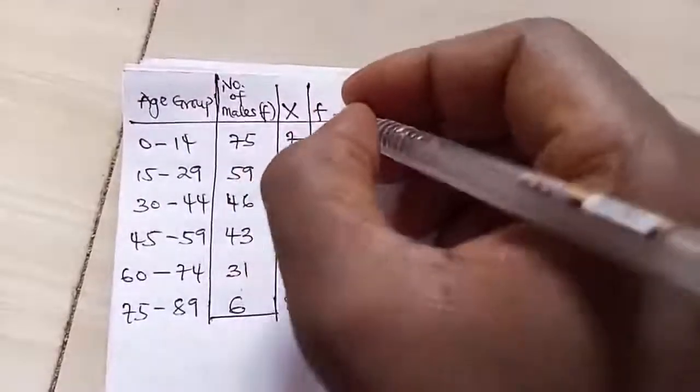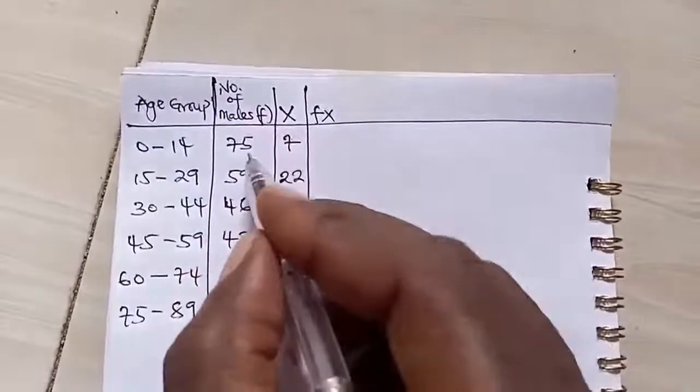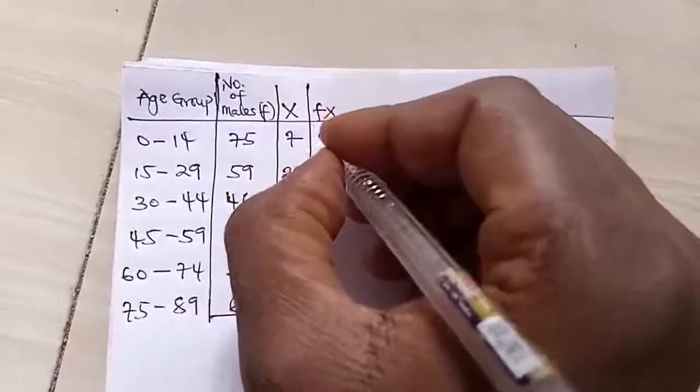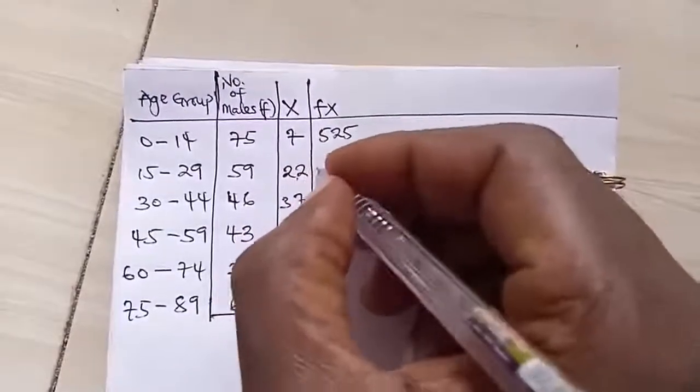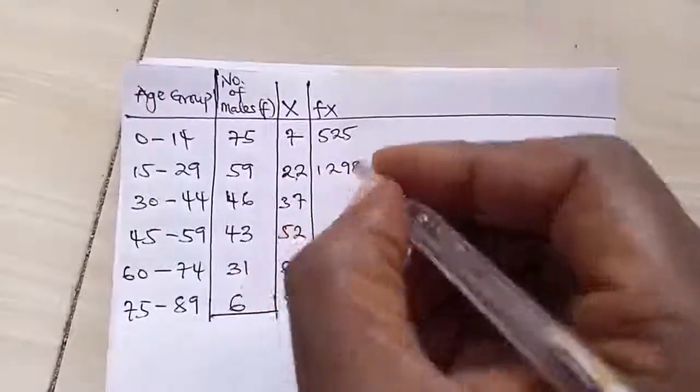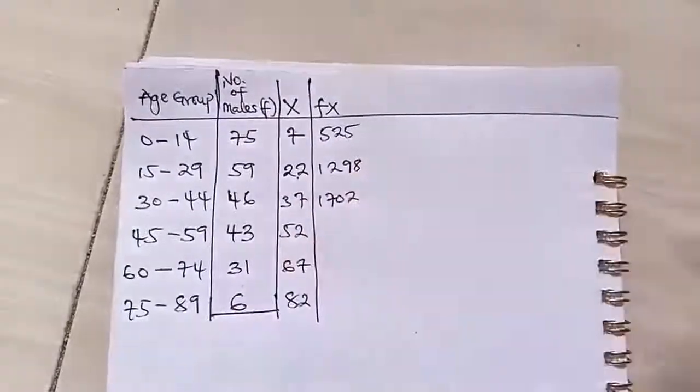Our mean is f times x. So this is number of males, f times x. This times this, we're going to get 525. This times this, we're going to get 1298. This times this, we're going to get 1702.